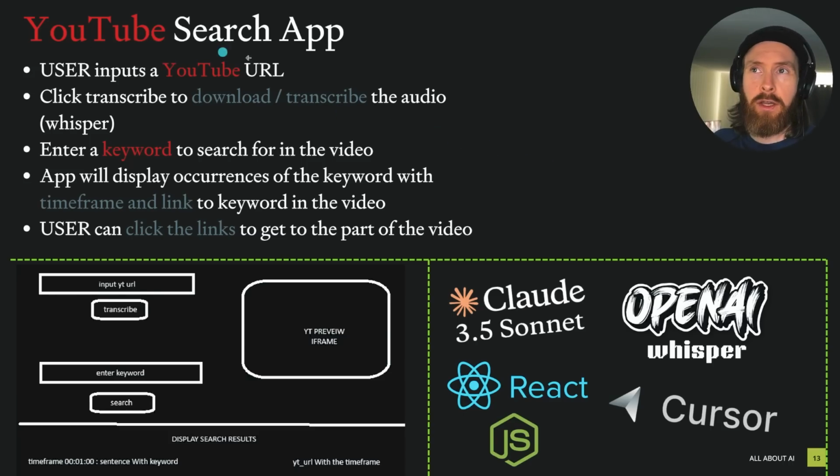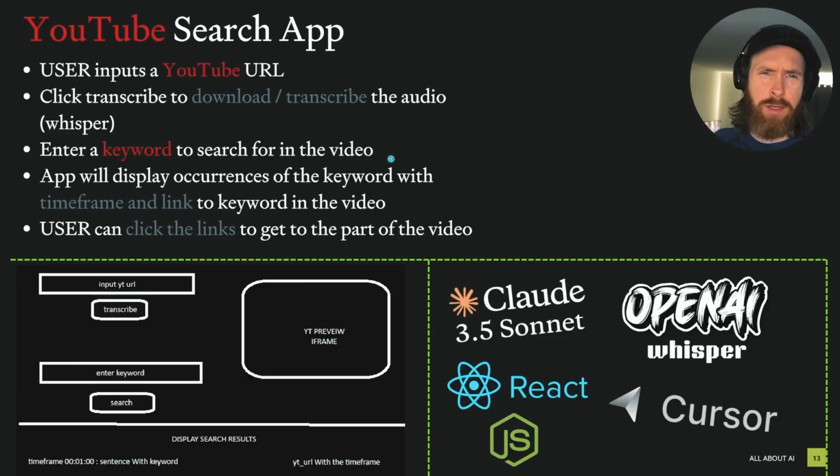So I just call it a YouTube search app. So basically the user, as you saw, can input a YouTube URL. We can click on transcribe to download and transcribe the audio. So this is going to happen on the backend using OpenAI Whisper. The user can then enter a keyword to search for in the video.